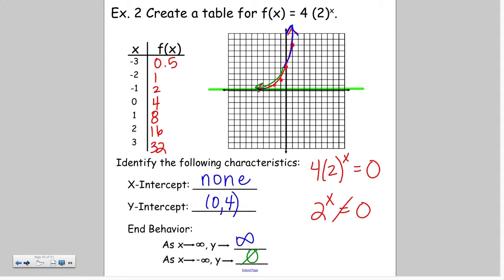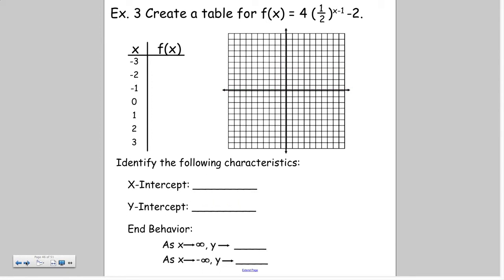Alright, number 3. So I'm going to put that in my calculator, get my t-chart. Plot what I can. I can only start at (0, 6).